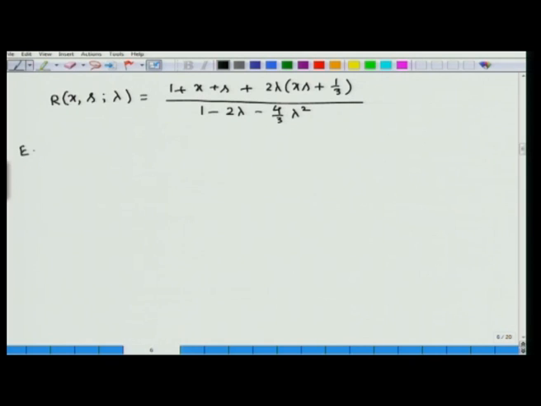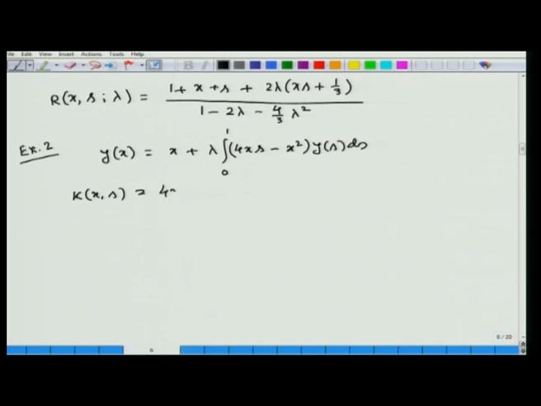Next, we solve a Fredholm integral equation using the same method. The given problem is y(x) equal to x plus λ integral 0 to 1 of (4xs − x²) y(s) ds. So, this is our problem. In this case, K(x, s) is equal to 4xs − x². This is actually our kernel.